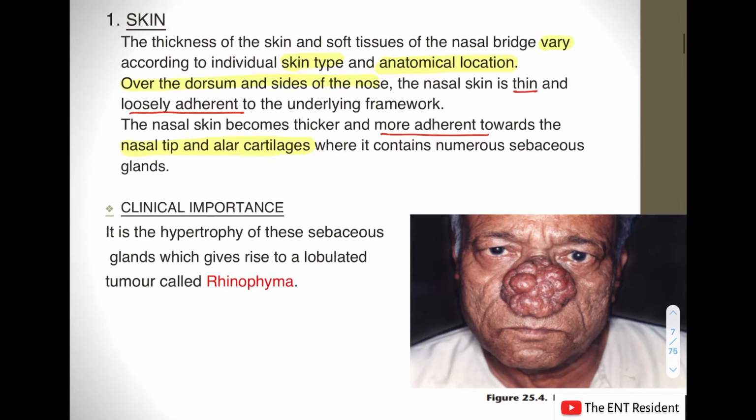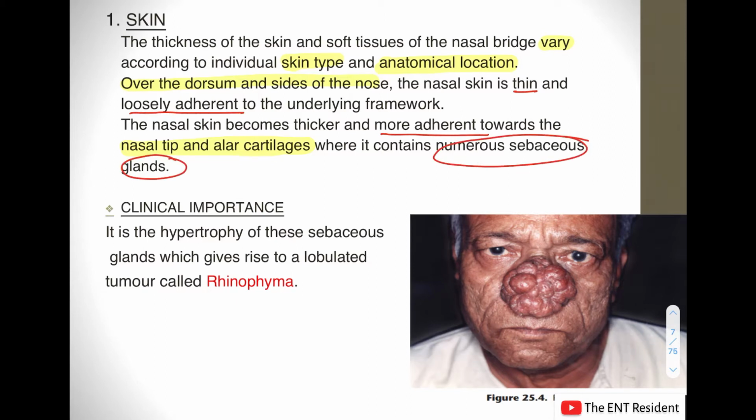So you'll see in normal life that when your nose gets oily, it is mostly along the nasal tip and the alar cartilages. The reason being this region has numerous sebaceous glands.